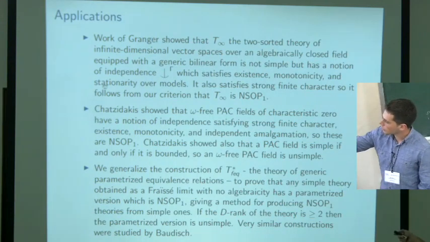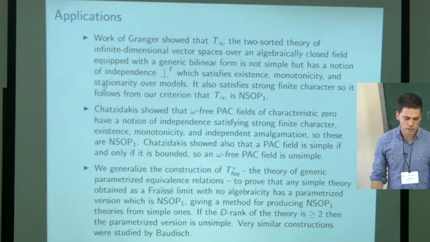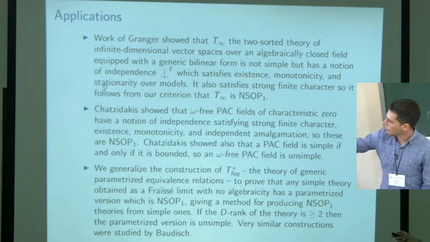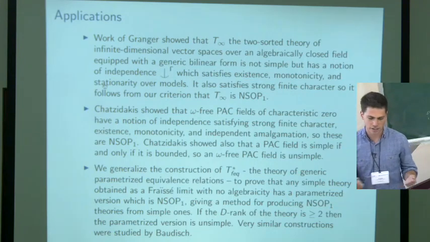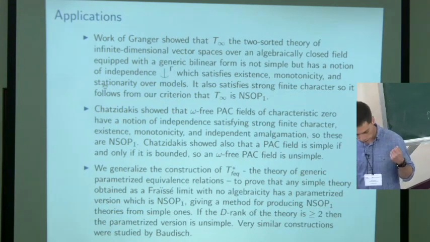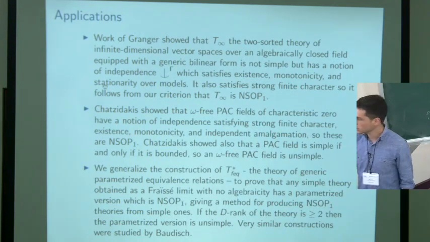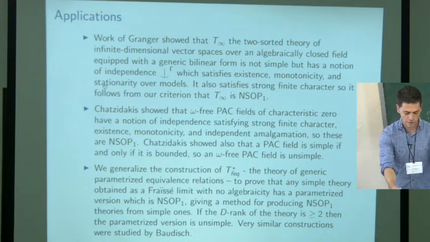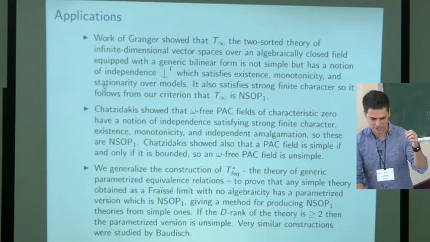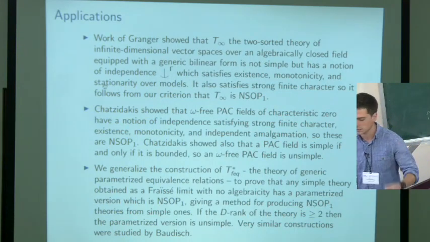So we proved that, but we also proved something more general, which is that if you have a theory which is simple and it's obtained as a Fraïssé limit, satisfying the strong amalgamation property. So it doesn't have any algebraicity. And this is a really easy condition to verify. If you have a simple theory and you want it to not have any algebraicity, you can always just replace each point by an equivalence class.